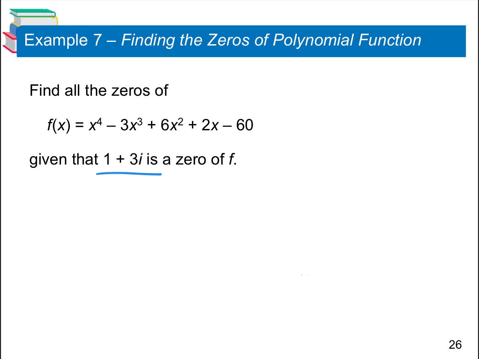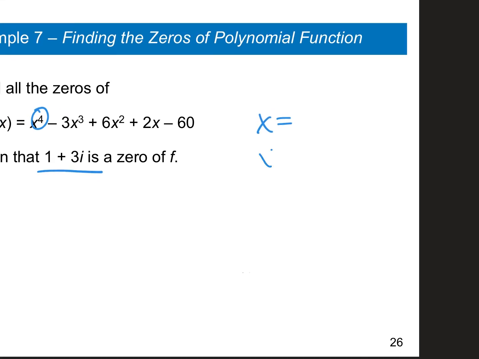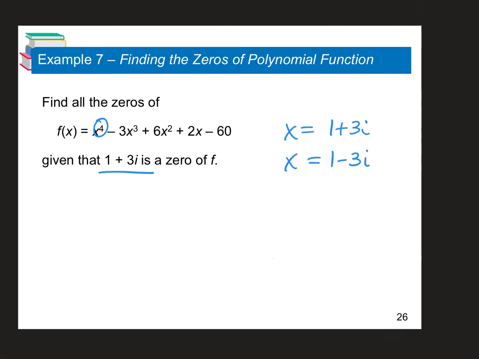How many zeros should I have for this problem? 4. How many did they already give me? Nope. 2. They already gave me 2. What are the 2 that they already gave me? 1 plus 3i and 1 minus 3i. Good. They gave me 2. I'm going to find the other 2. So here's the process. The first thing you do is you multiply those 2 together because we need those i's to cancel out.